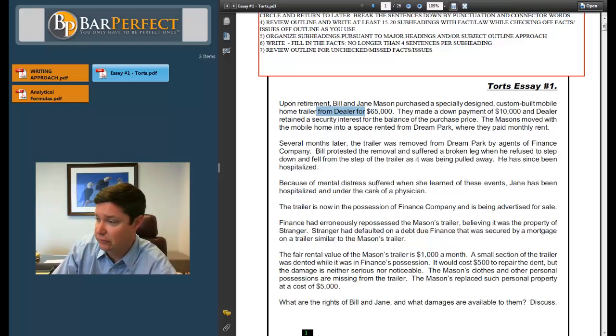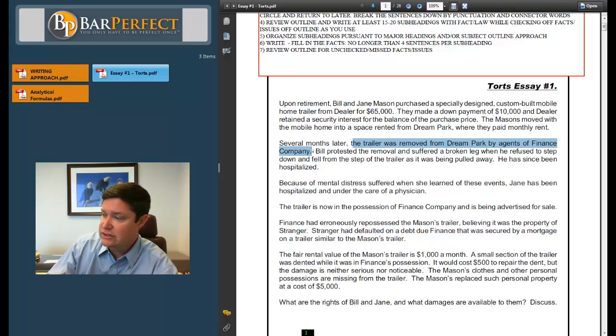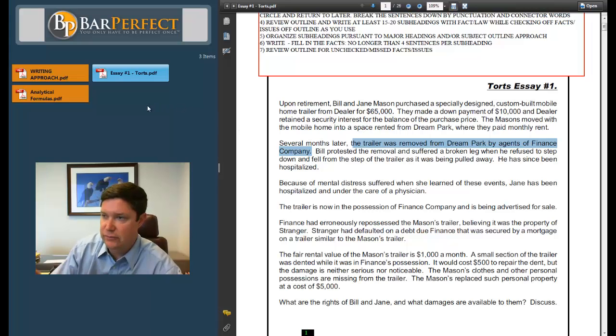Let me get into something more specific. Okay, something that you'll spot easily. The trailer was removed from Dream Park by agents of finance company. Okay, we've got an issue of respondeat superior, right? So, agents, employees of finance company, liable under respondeat superior. It's a long heading, but it's drawing the attention of the grader to look at the issue that you've spotted for him.